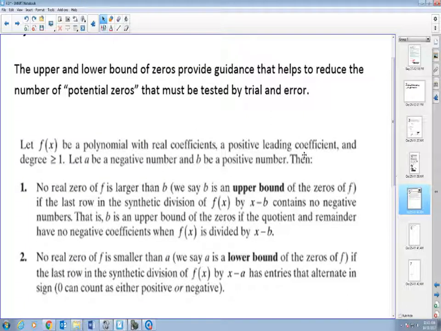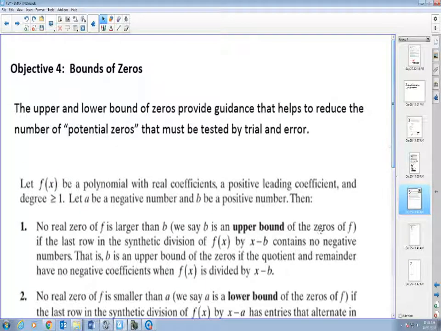Welcome to College Algebra. In this lecture video, we're going to continue talking about section 4.3. In this video, we're going to begin to mention something called the bounds of zeros. The bounds of the zeros.